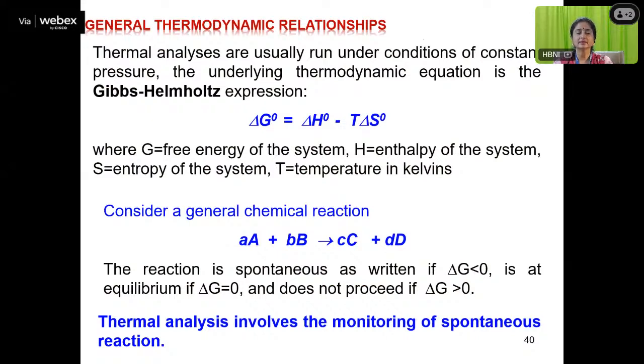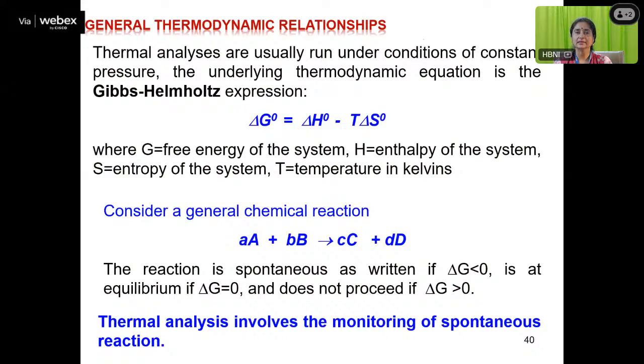What are the general thermodynamic relationships on which you do this type of analysis? The Gibbs-Helmholtz expression: delta G0 equals delta H minus T delta S, and you know that this is a very famous equation of thermodynamics, where G is the free energy of the system, H is the enthalpy of the system, S is the entropy of the system, and T is the temperature in kelvins. Now consider a general equation like this.